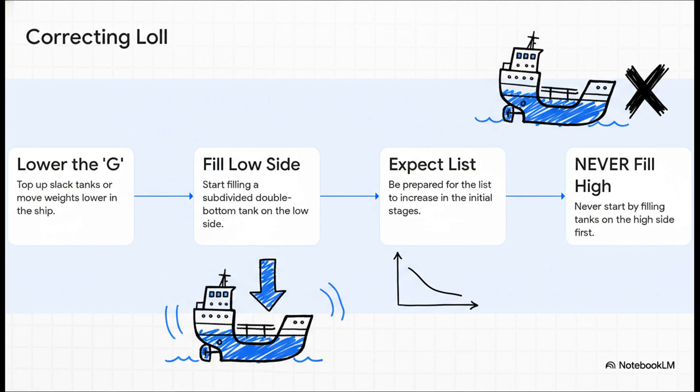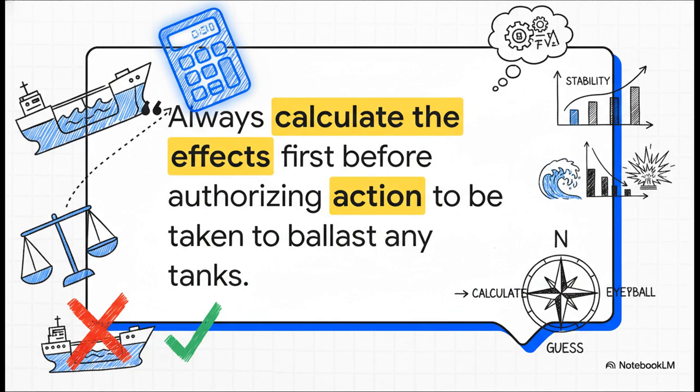risk a full capsize. And this all leads us to the single most important rule for any officer on that ship's bridge. You don't guess. You don't eyeball it. You calculate. Every single action you take to correct stability has to be carefully planned out, because the wrong move, no matter how good your intentions are, could literally be the last move you ever make.